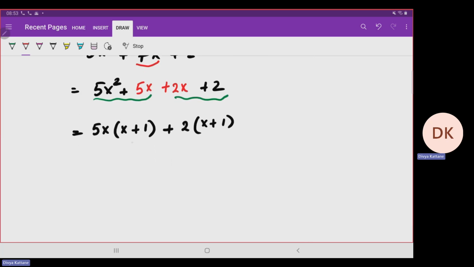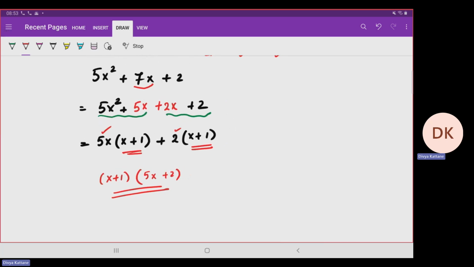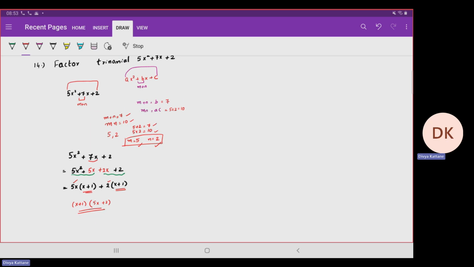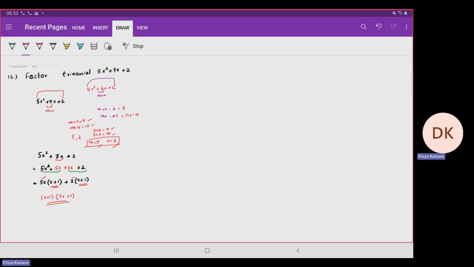Now you look, what is the common term here? x + 1 is the common term. So if you take x + 1 out, remaining will be 5x + 2. So (x + 1)(5x + 2). This is how we will factorize a trinomial of the form ax² + bx + c.